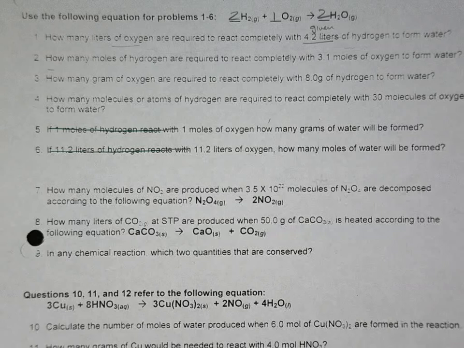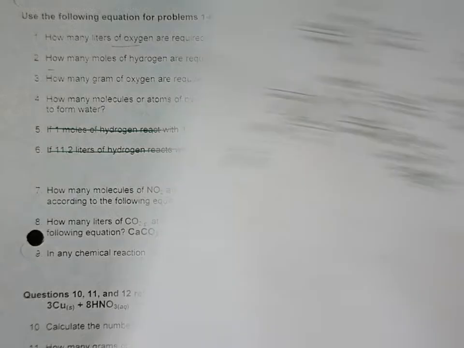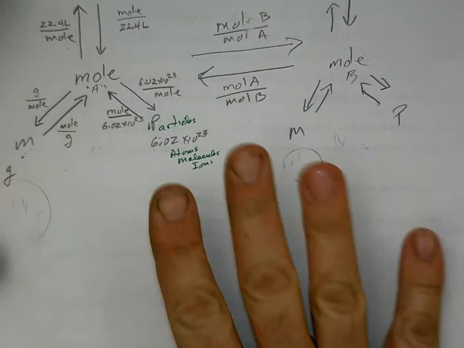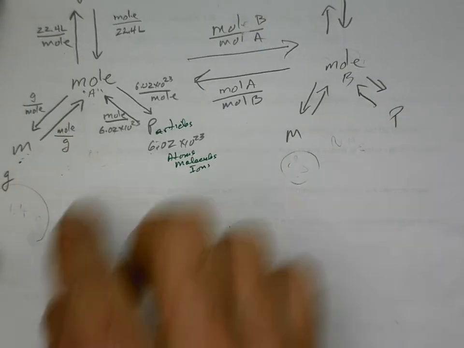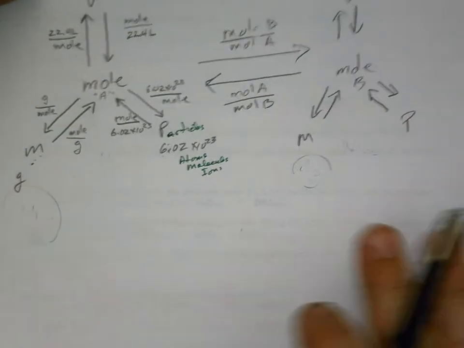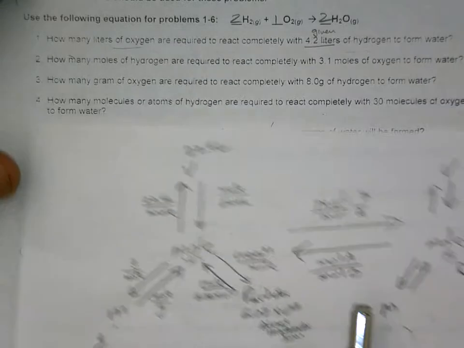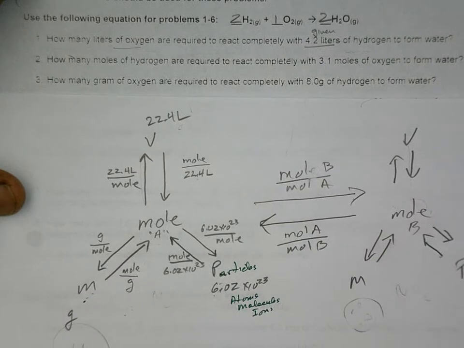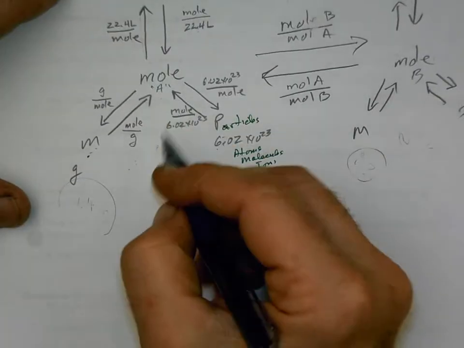So question number 3, how many grams of oxygen are required to react completely with 8 grams of hydrogen? So first off, I'm going to get my table set up here. Since this is blank, I haven't modified it. Whatever we're given, I usually put over here. We are given grams of hydrogen. So I'm going to call this side.